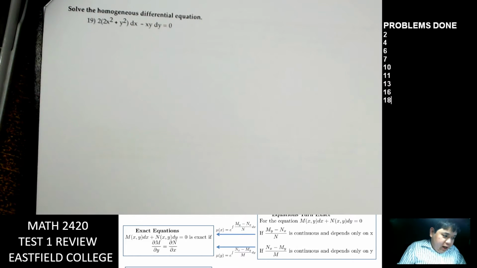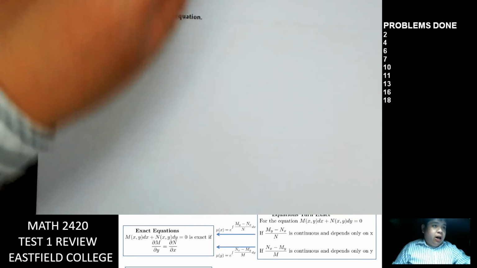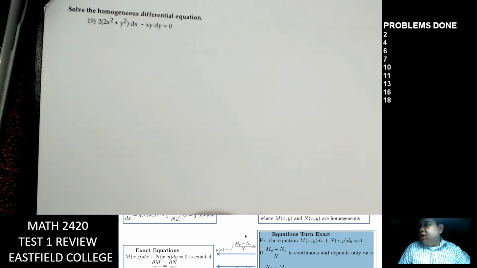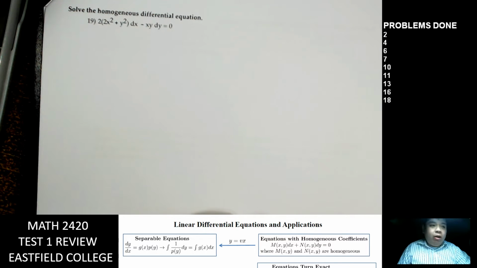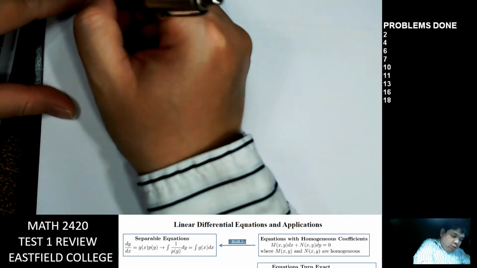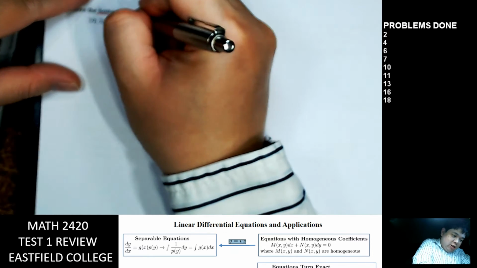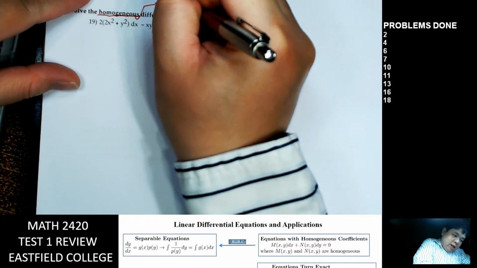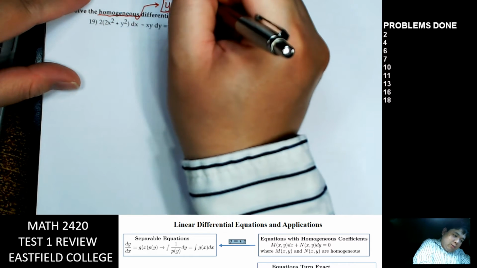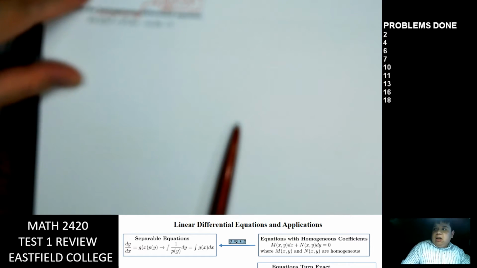Right. Next is the homogeneous equation, part C. Equation with homogeneous coefficients. So we will make a substitution of y equal to vx. For a homogeneous equation, y equal to vx. And when we make that substitution, I should be able to get back to a separable equation.